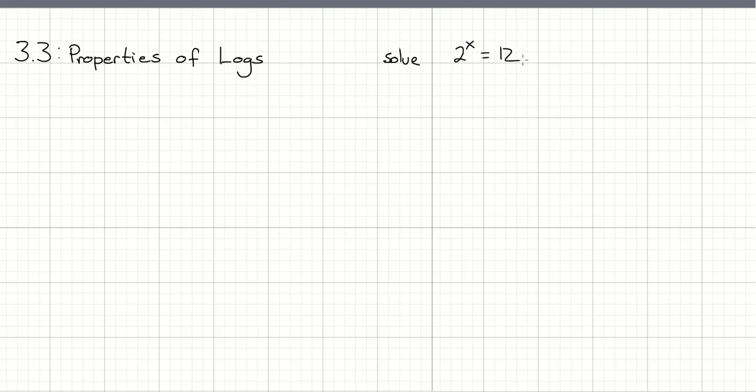12 is between two different powers of 2. Which ones? It's between 8 and 16, which is 2 to the 3 and 2 to the 4. So I know it's between 3 and 4. I know that much for sure. But we don't have a way to solve this right now, yeah? Can't do it. Can't make a match. However, we can, and we will here in about 10 minutes.